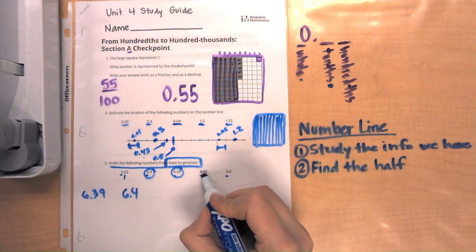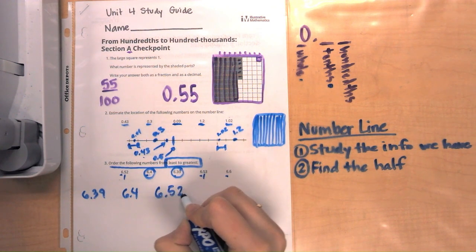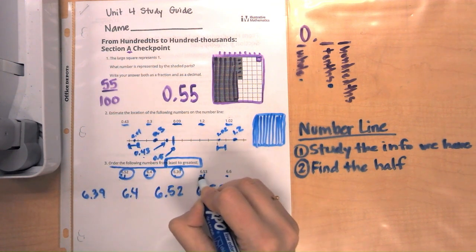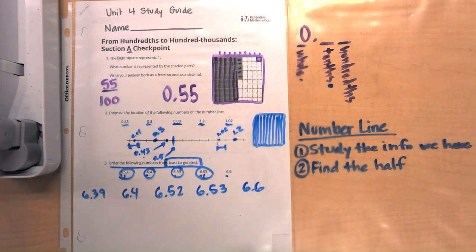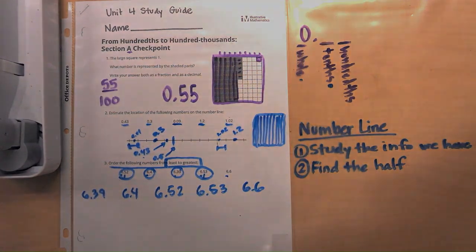Next we have a tricky piece, 6 and 52 hundredths and 6 and 53 hundredths. Well, we know that 52 is smaller than 53. So we're going to put those in that order right there. And then 6 and 6 tenths is going to come last. We're going to look at each digit, then move to the next to see which is bigger, which is what we just did. All the whole numbers were the same. Started with the tenths. Put those in order and then matched up our hundredths. That is the review of the Section A portion of our study guide. Stay tuned for Section B.